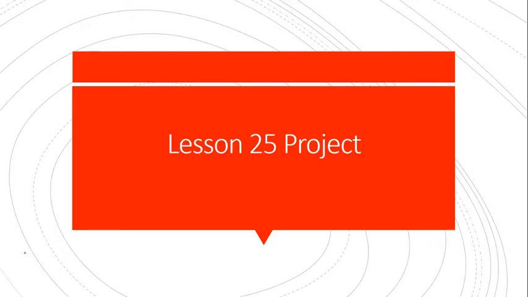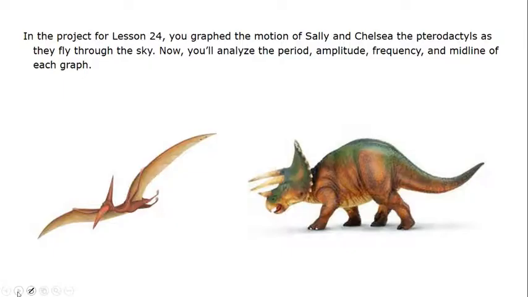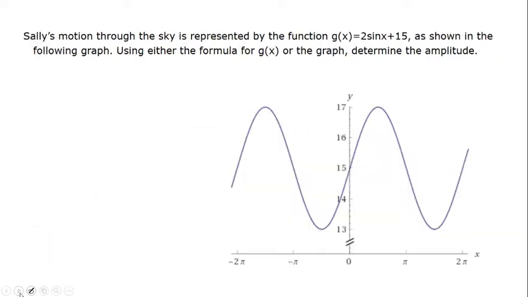Lesson 25, Project Help Video. In the project for Lesson 24, you graph the motion of Sally and Chelsea, the pterodactyls, as they fly through the sky. Now you'll analyze the period, amplitude, frequency, and midline of each graph.